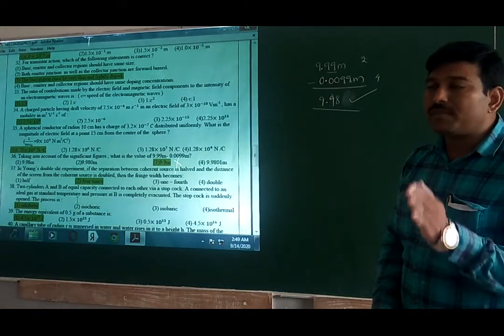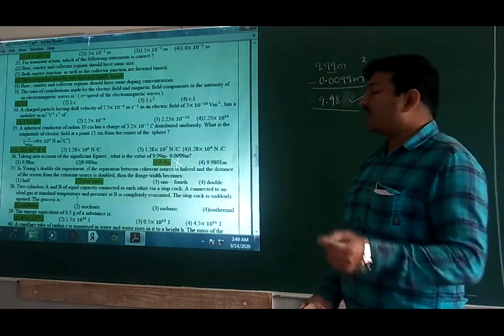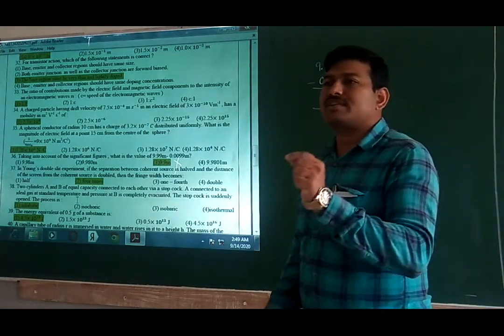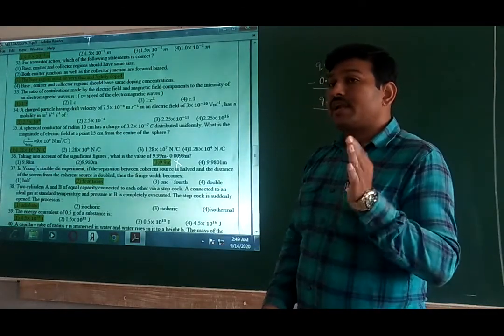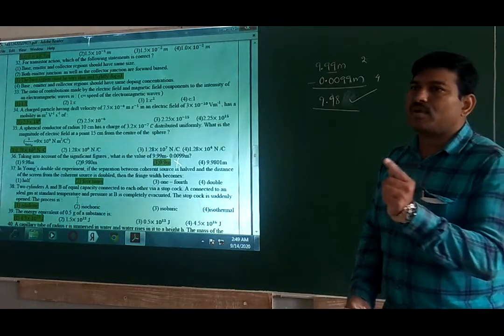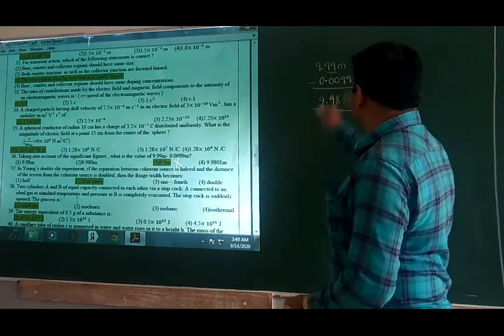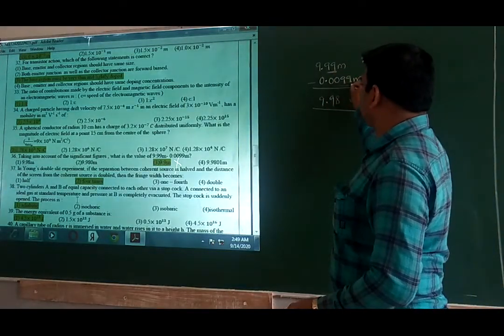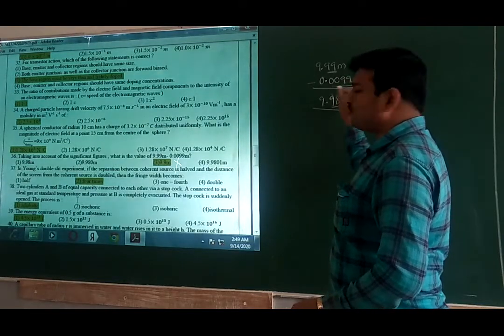Because during multiplication and division, the final answer is to be restricted to the least number of significant figures. But during addition and subtraction, the final answer is to be restricted to the least number of decimal places. So here the least number of decimal places is 2, here 4 is there. The final answer should contain only 2 decimal places.